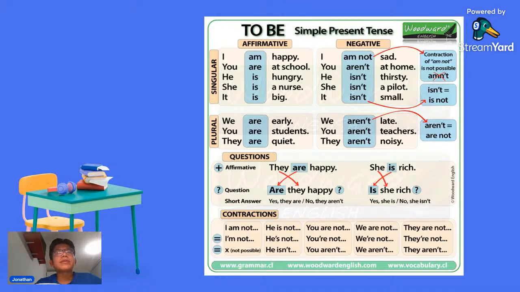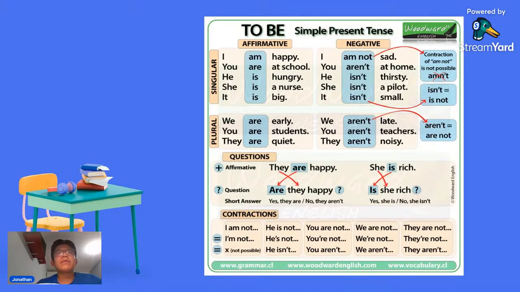In the affirmative structure, we have first the subject, the verb to be, and the complement. In the complement, we can add a time expression in present. An example would be this morning, this evening, in the morning, in the afternoon. It doesn't matter which time, but the time has to be in present.